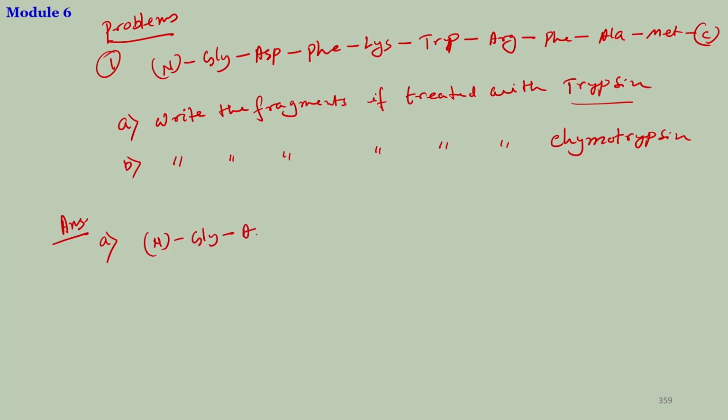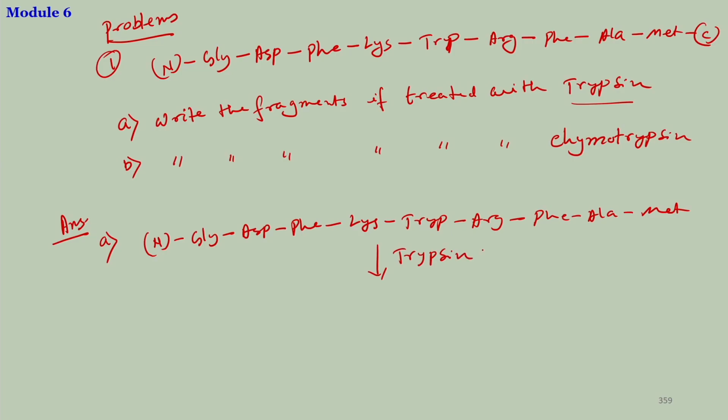So, glycine, aspartic acid, phenylalanine, lysine, tryptophan, arginine, phenylalanine, alanine, methionine. So, if you treat this with trypsin, then it will cleave here, there is lysine here. So, after the lysine you have another arginine here to cleave also here.